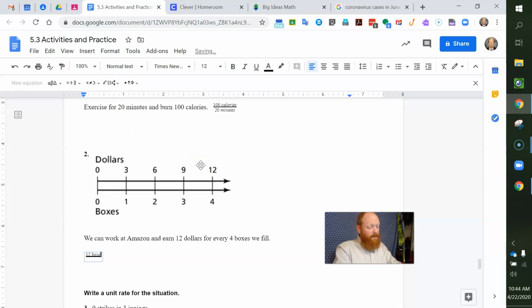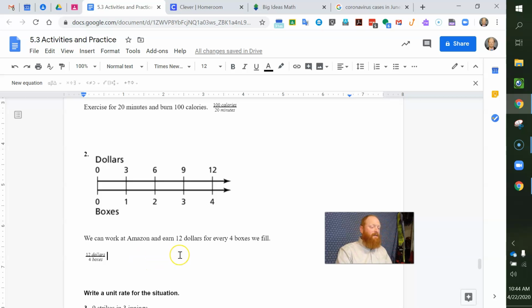12 boxes per $12 per 4 boxes. Well, now I want to figure out how much I'm going to earn per 1 box.